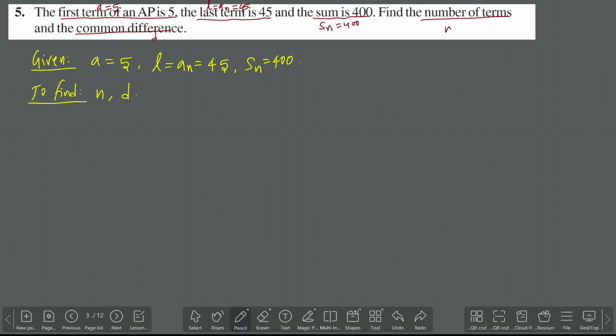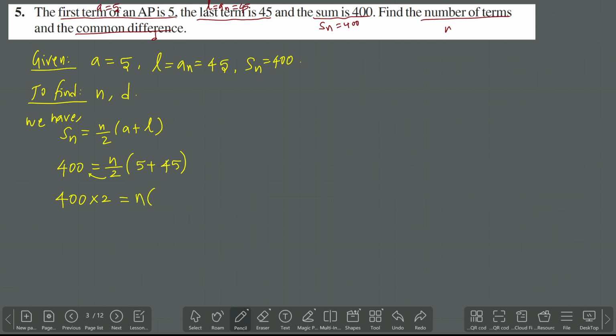Now, Sn. From Sn, we can find the n value very easily. When l is given, we can use the formula n by 2 times a plus l. Sn value is 400. N value we have to find. n by 2, a value 5 plus l value 45. So what am I getting? 400 equals n by 2 into 50. This 2 you send opposite, so I get 400 multiplied by 2 equal to n into 50. If it is possible to cancel, you can cancel. 8 fives are 40, 8 twos are 16 equal to n. So the n value we got as 16. Am I right?